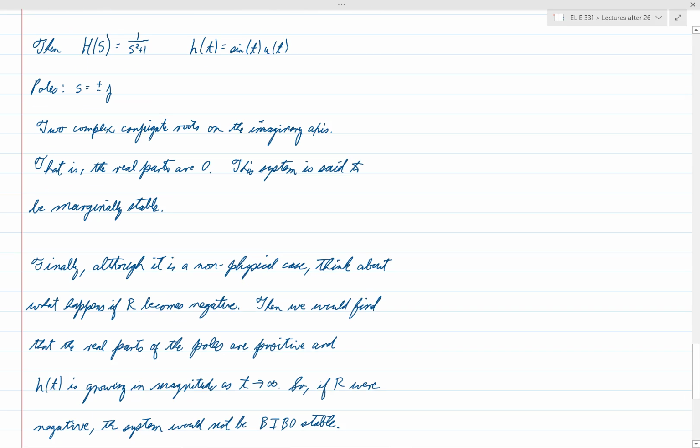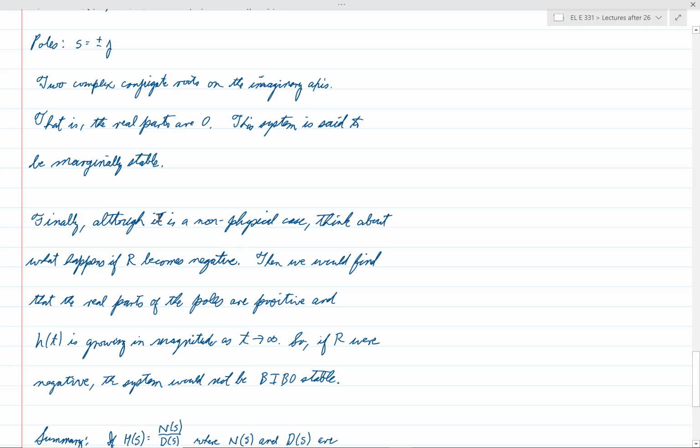Now finally, I'd like to consider what would happen if we did allow R to become negative. This is a non-physical case because you can't get a negative resistor. Well, in that case, we would find that the real parts of the poles would be positive, and h(t) would be growing in magnitude as t goes to infinity. And so that's neither BIBO stable nor marginally stable.